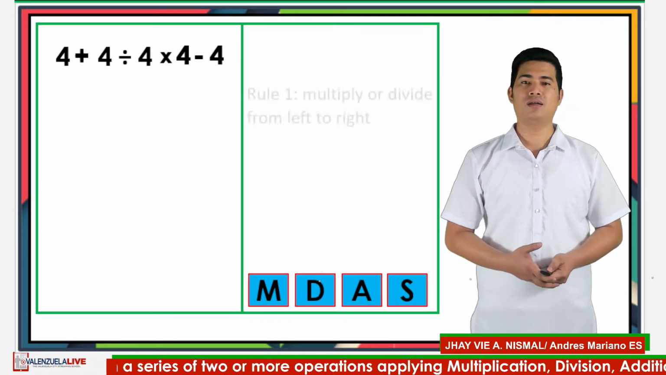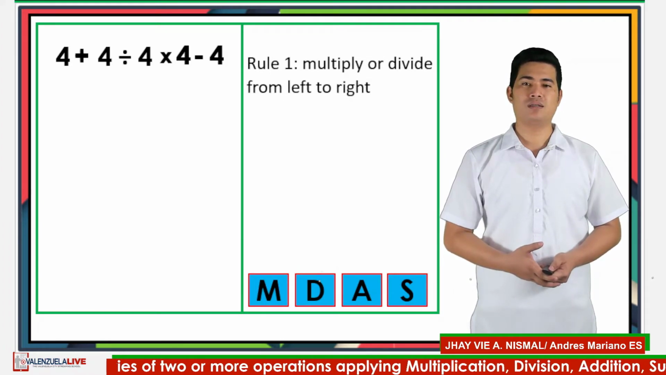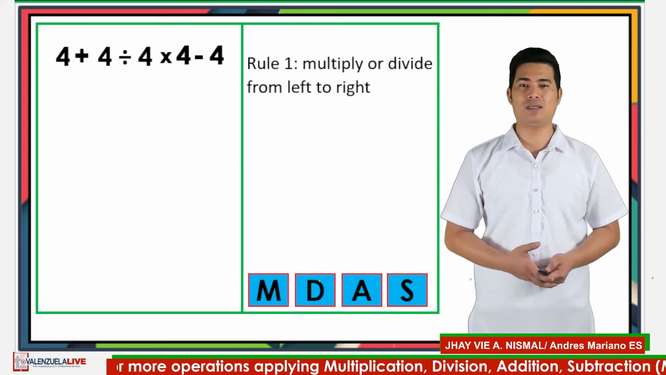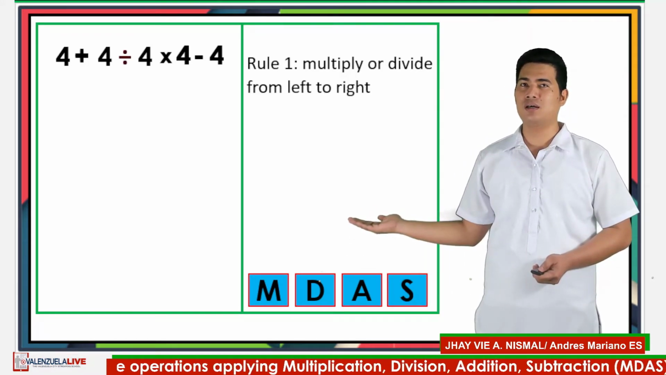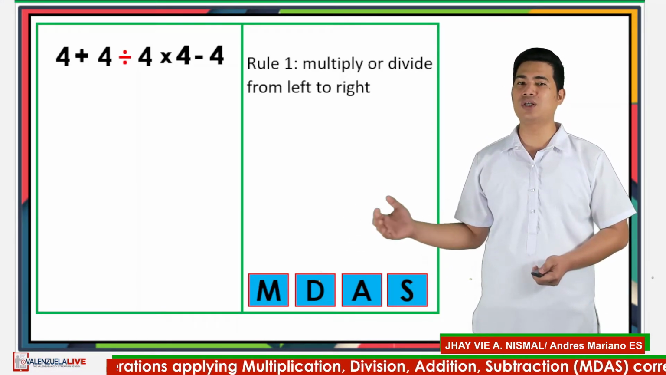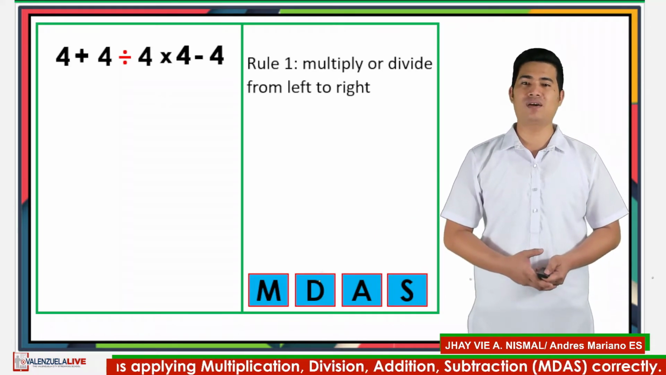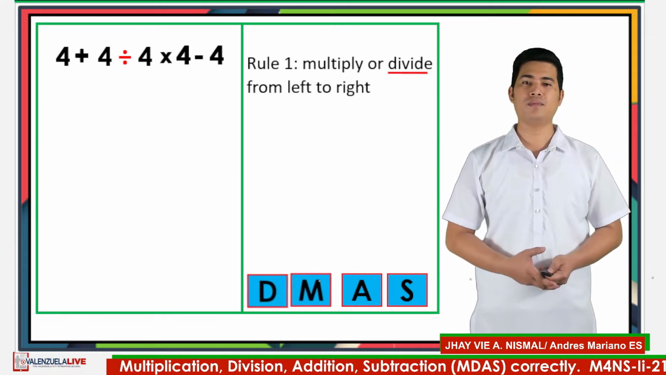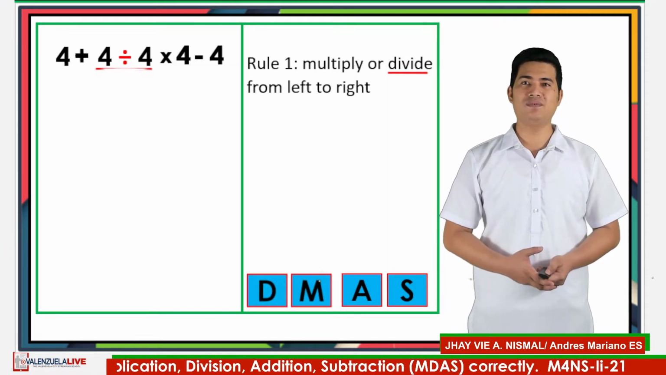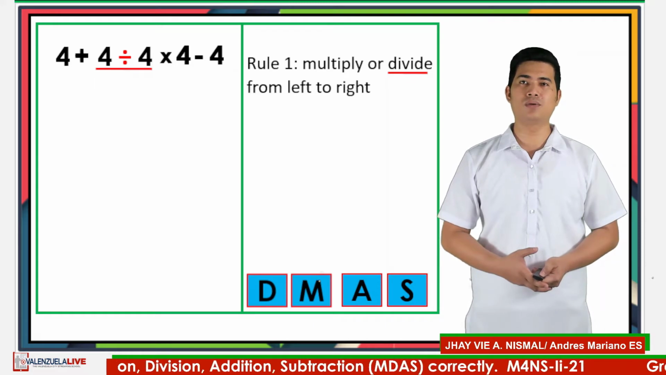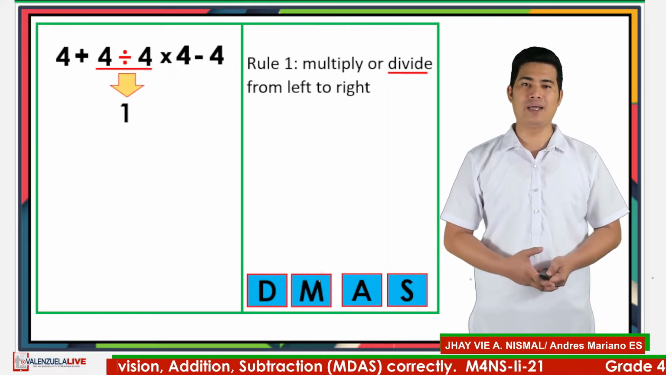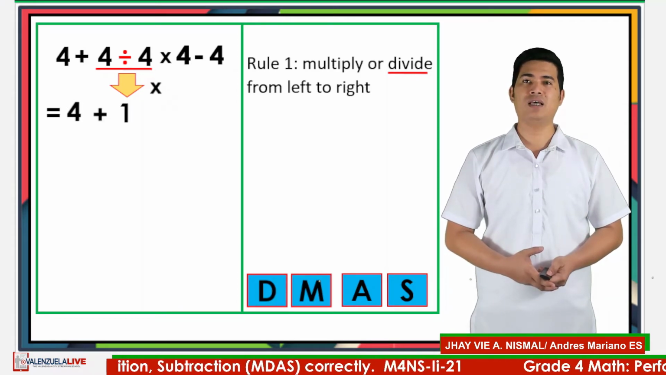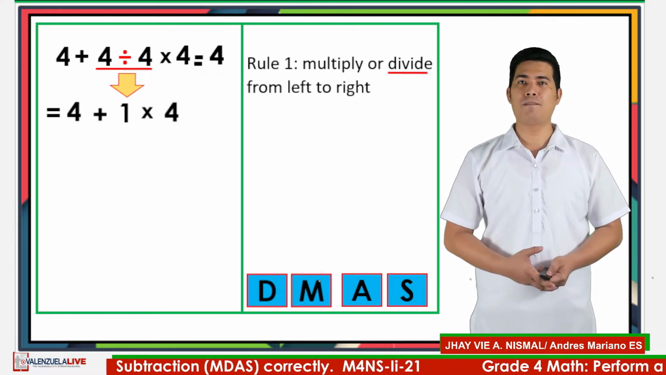Furthermore, the rule says, multiply or divide in the order as they come from left to right. As you observe, division comes first in the order from left to right. Therefore, we will perform division. 4 divided by 4 is equal to 1. Then, bring down 4 plus sign times 4 minus 4.